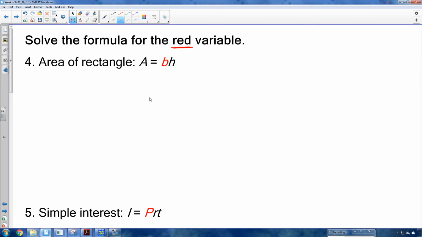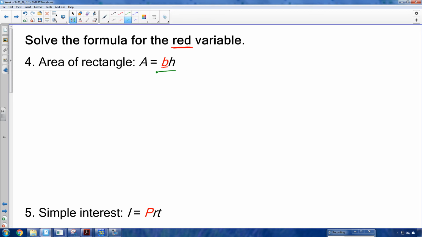So think about that for a second. B is squashed up against the H. So we want to get rid of the H. How do we do that if it's squished up against it? Thoughts? Divide by H. So we'd like to divide by H because it's multiplied by H right now.